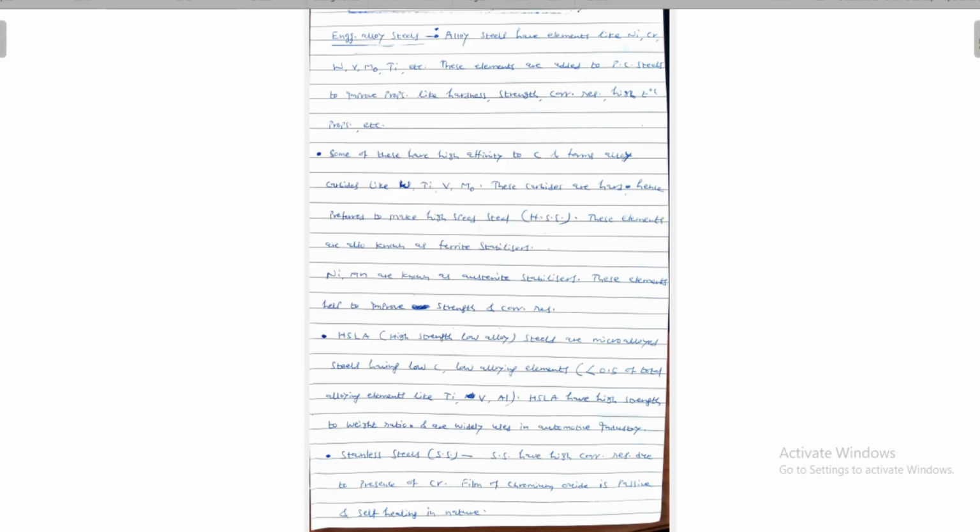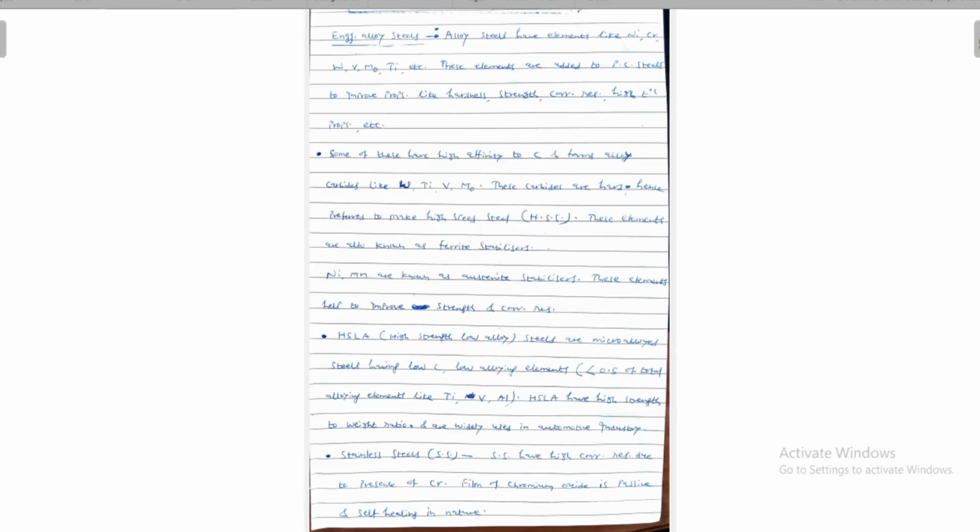HSLA have a high strength to weight ratio and are widely used in the automotive industry. So wherever mild steel or low carbon steel cannot be used due to lack of strength and other properties, HSLA may replace low carbon steel.